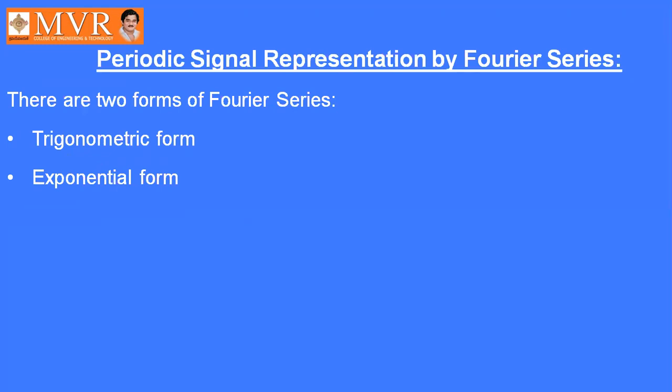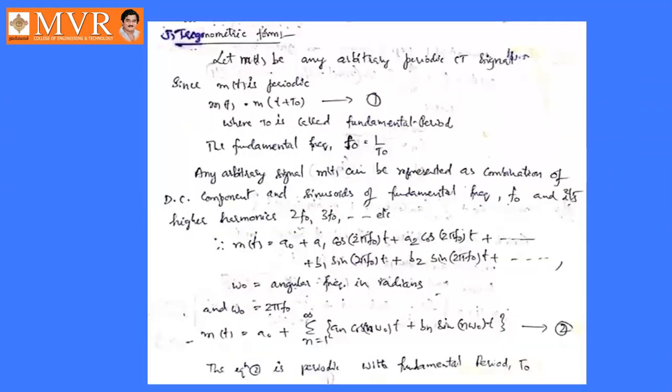Next, coming to the periodic signal representation by Fourier series. Here we have two forms of periodic signal representation by Fourier series: the trigonometric form and the exponential form. First one is the trigonometric form, and second one is the exponential form. Coming to the trigonometric form, let us derive the trigonometric form and its coefficients.